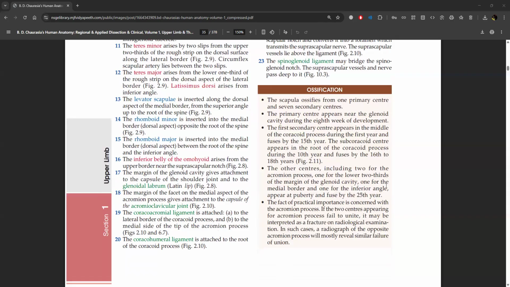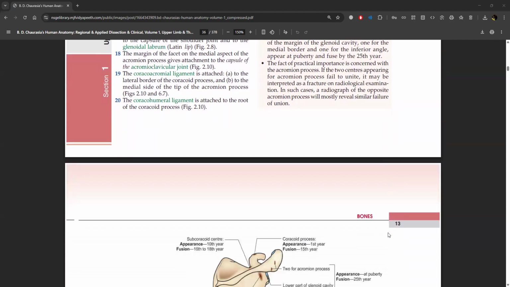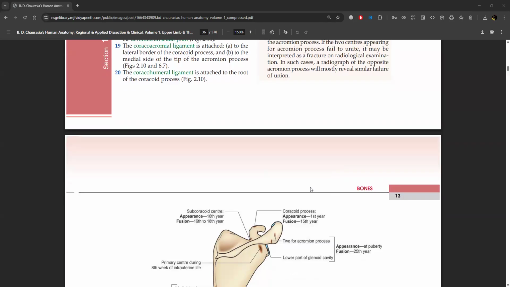Figure 2.11. The other centers, including 2 for the acromion process, 1 for the lower 2/3 of the margin of the glenoid cavity, 1 for the medial border, and 1 for the inferior angle, appear at puberty and fuse by the 25th year. The fact of practical importance is concerned with the acromion process. If the two centers appearing for acromion process fail to unite, it may be interpreted as a fracture on radiological examination. In such cases, a radiograph of the opposite acromion process will mostly reveal similar failure of union.